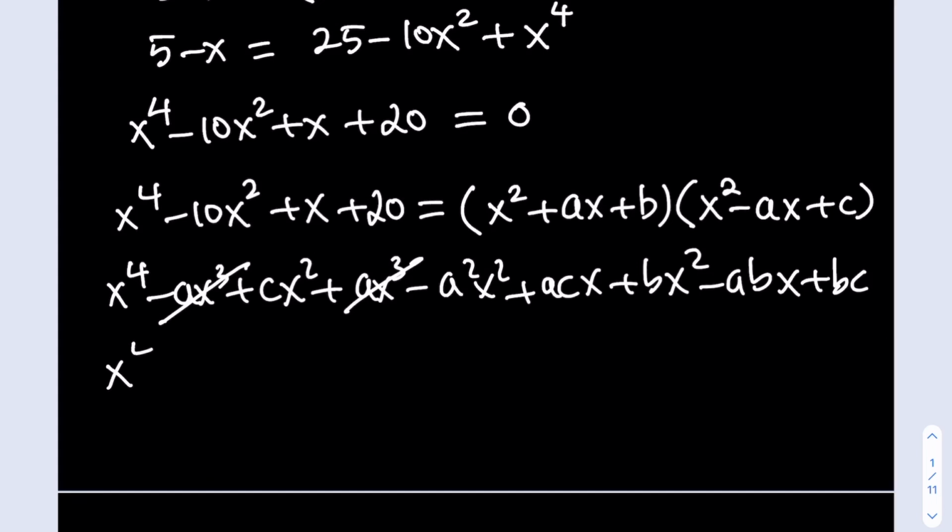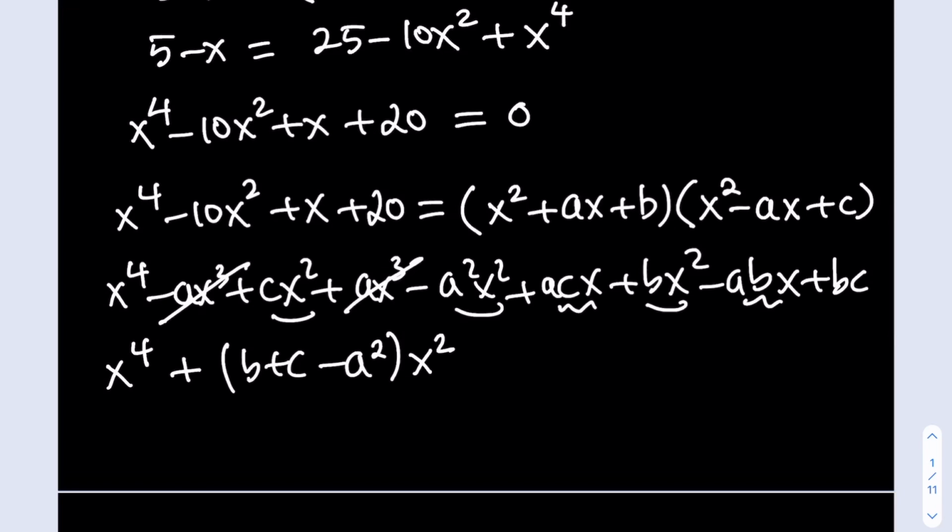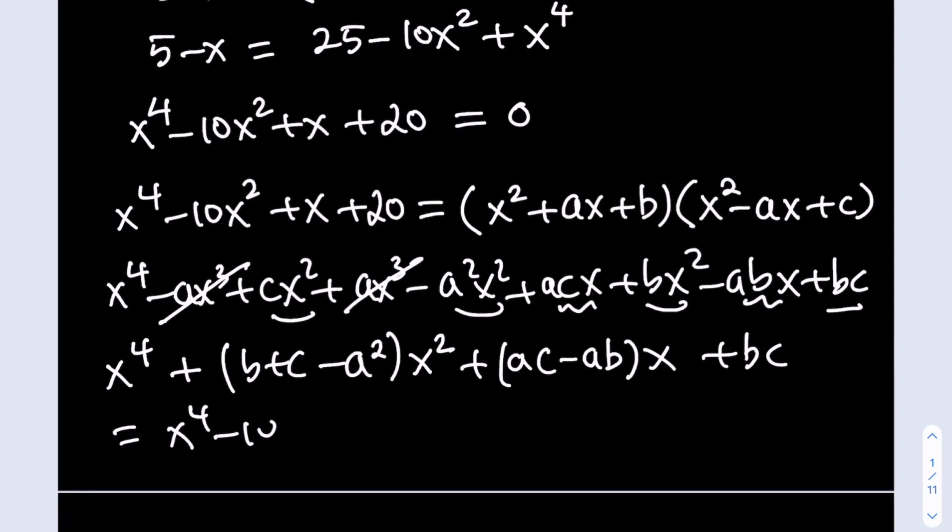And then we're going to write this as x to the fourth plus, if you put together the terms with x squared, we have three of them, so I can write it as b plus c minus a squared, multiplied by x squared. The coefficient of x is ac minus ab, so I can write it as ac minus ab multiplied by x. And then finally, we have the bc. Okay, cool. Now, this expression is supposed to equal x to the fourth minus 10x squared plus x plus 20.